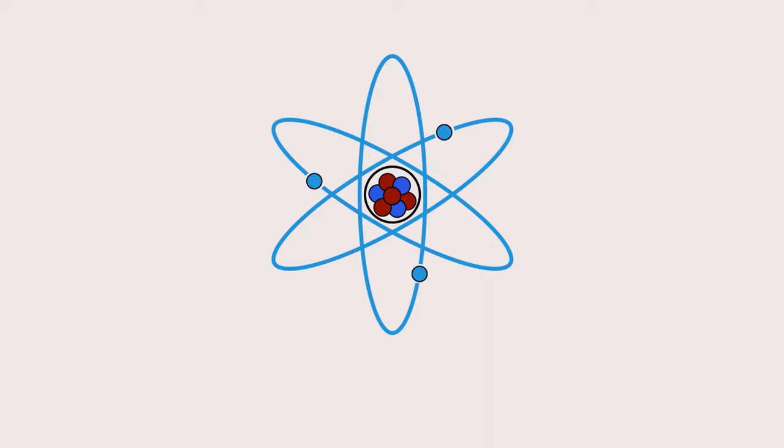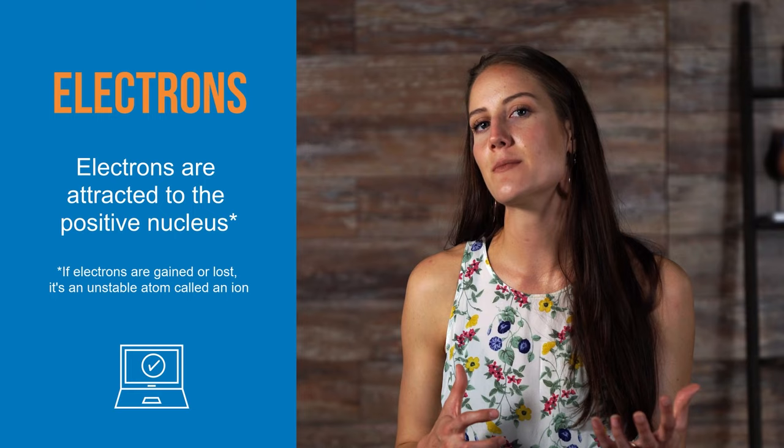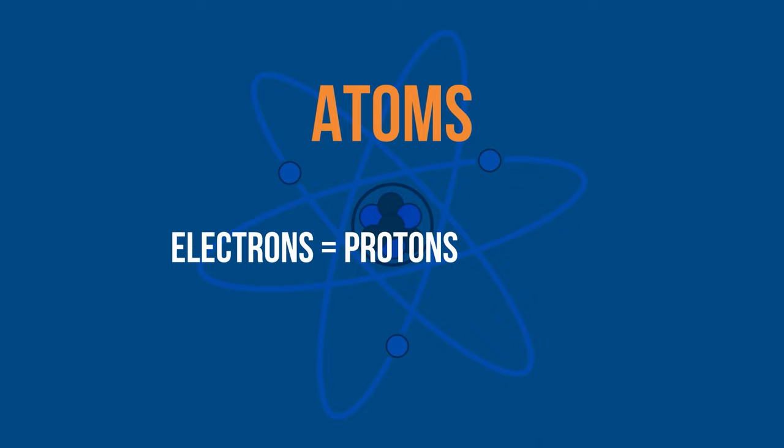Orbiting the atom's positively charged center are particles with a negative charge called electrons. The electrons are attracted to the positive nucleus, but they can escape their orbit by an outside force. Atoms have a certain number of electrons orbiting the nucleus. If the number of electrons is equal to the number of protons, the overall electric charge of the atom is neutral. If that atom has more electrons than protons, its charge will be negative. With fewer electrons than protons, the atom will have a positive charge.